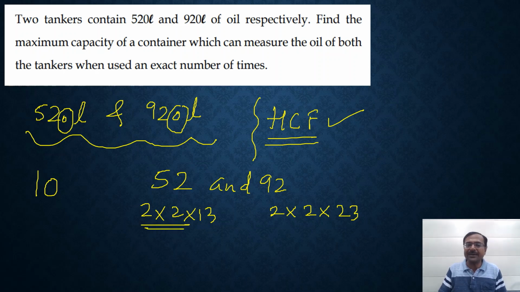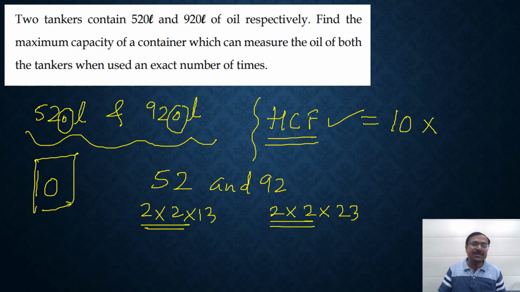So what are the common factors? 2 times 2. That's the common factor. And there was an obvious common factor 10, right? So what is the highest common factor? The highest common factor is 10 times 2 times 2, which is 40.